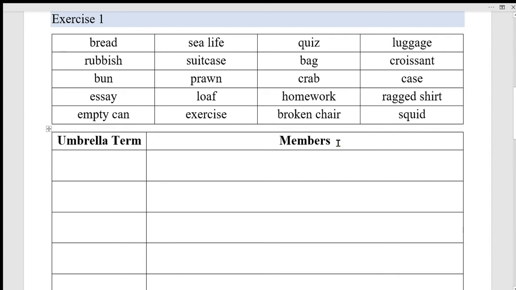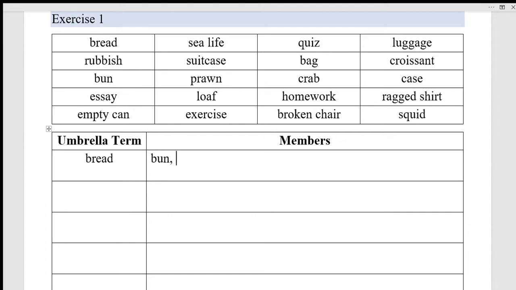Okay, members maksudnya contoh-contohnya lah kat sini, okay? For example, look at bread. Okay, bread maksudnya roti. So bread actually is an umbrella term. Maksudnya bread tak boleh dikira. We cannot say a bread, alright? But we can say a bun. Bun boleh dikira. A bun.